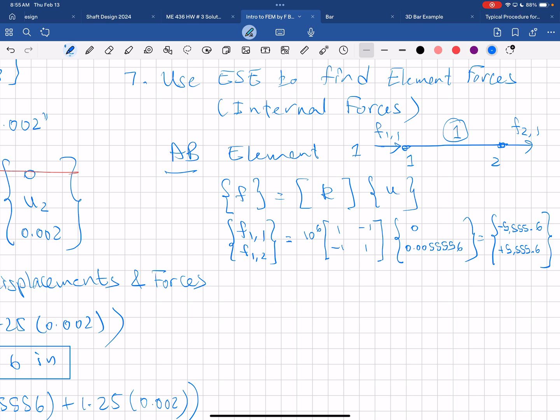So what is that telling me? It looks like one is positive and one is negative. But if I look at the drawing I'm showing here, showing the forces along the positive x direction, it's showing that F11 is negative, meaning it's going from the right to the left, and at 2 is going from the left to the right. So element 1 must be in tension. So we can conclude from that the normal force in AB is 5,555.6 pounds in tension.